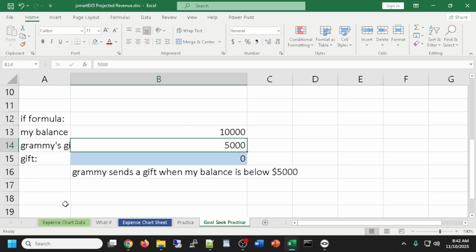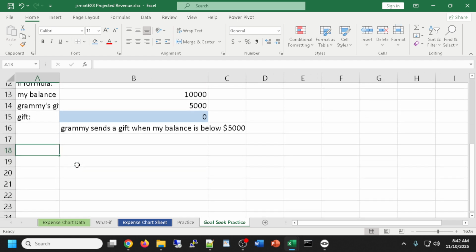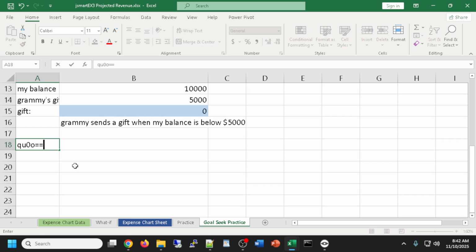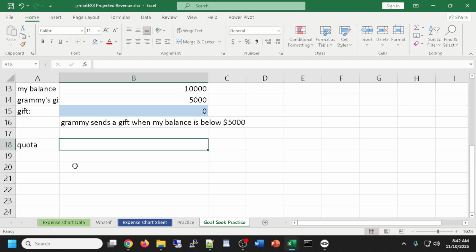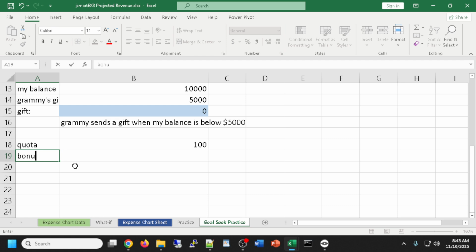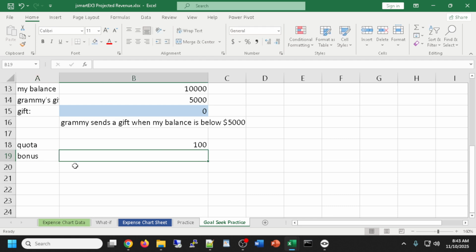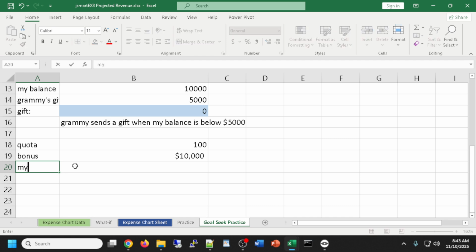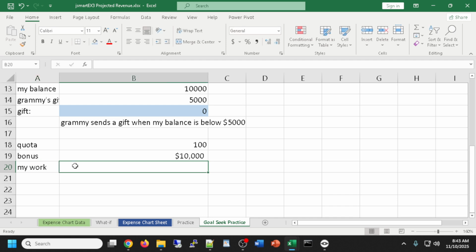Let's do another one here. More related to labor market. Let's make one. We have a quota of 100 parts. And bonus is $10,000. They're very expensive parts. And they really want to give us incentive to meet our quota. My work, I have made 99 parts.